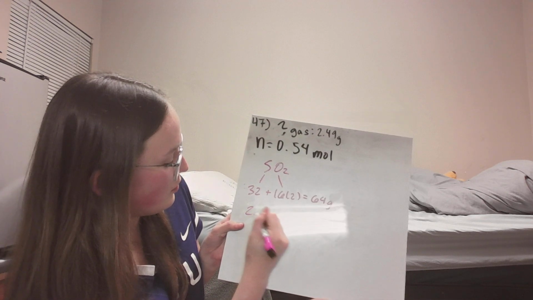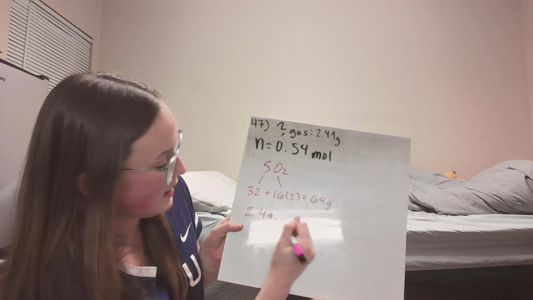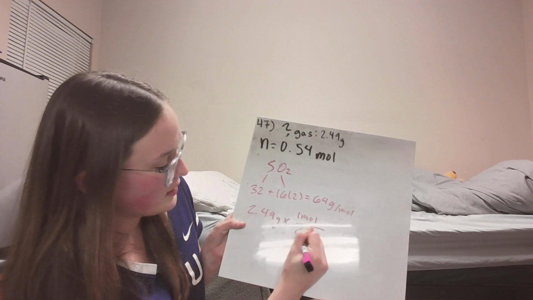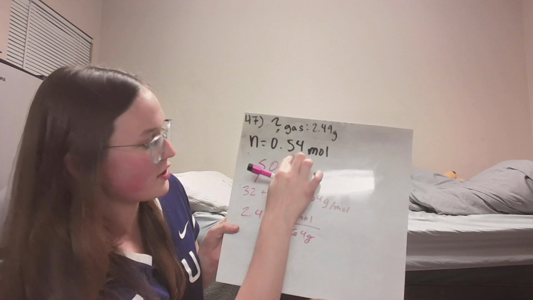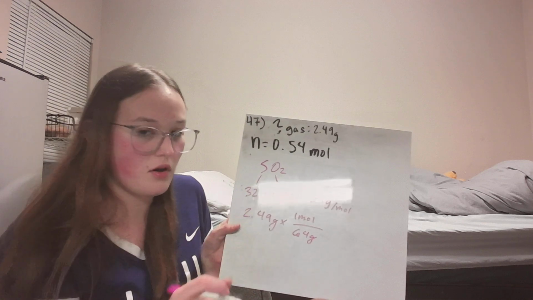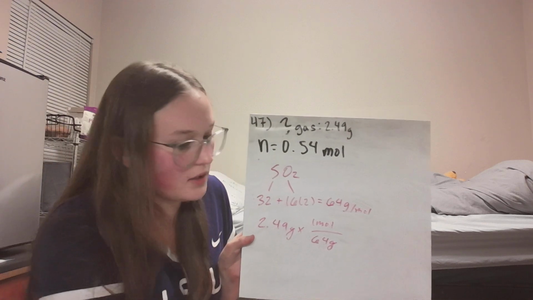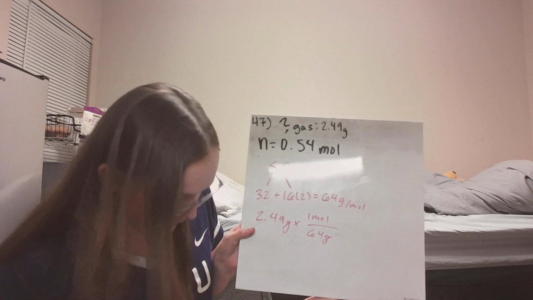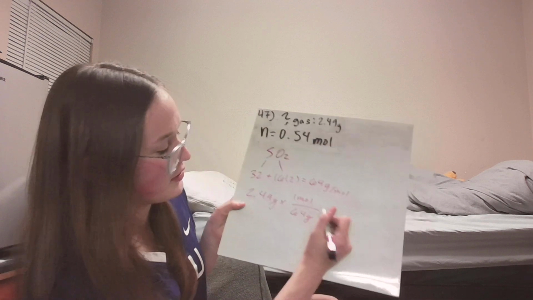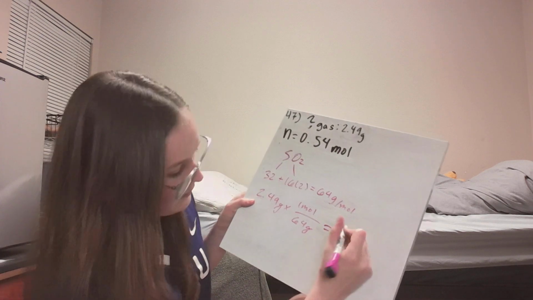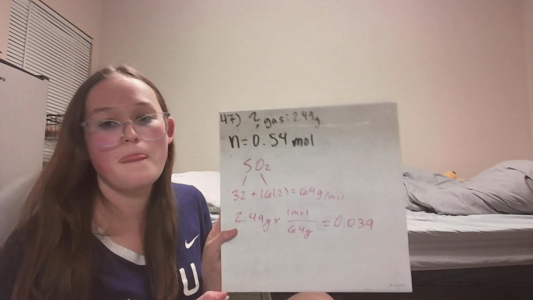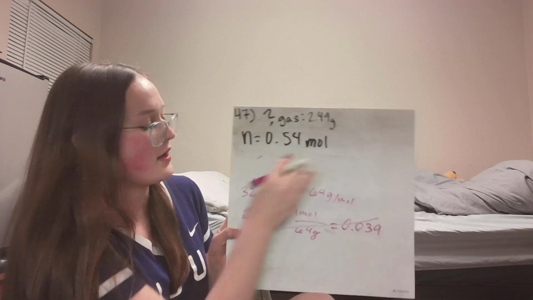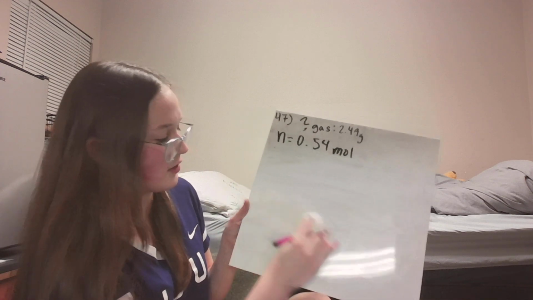So now we're going to do 2.49 grams times 1 mole, because this is grams per mole, sorry guys, over 64 grams. And if that is equal to 0.54 moles, then our gas is SO2. So let's see. My calculator. 2.49 divided by 64 is equal to 0.039. This is not this. So SO2 is not our gas.